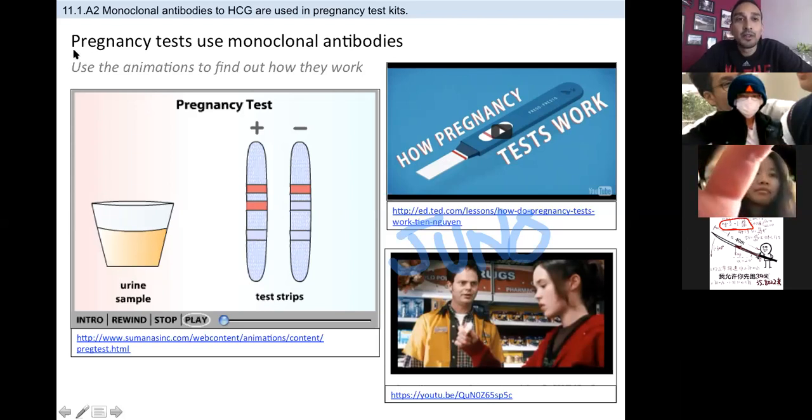But the point being, there's a scene where she uses a pregnancy test. And I'm going to go through it quickly because this is one of the applications of how monoclonal antibodies are used in a pregnancy test kit.